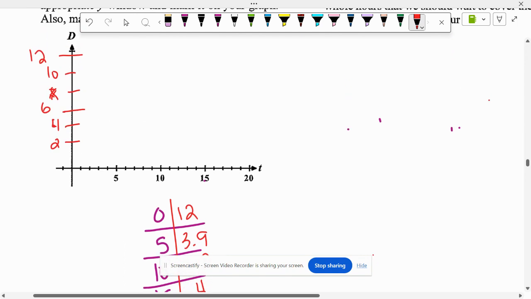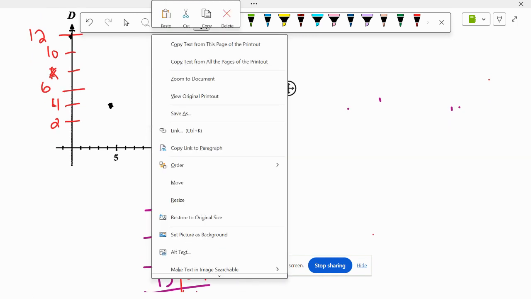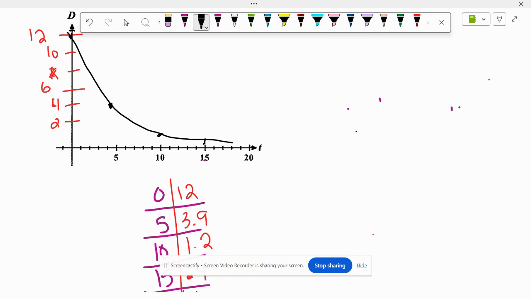So we start at 12. When we go to 5, we're at 3.9, so I'm going to plot it right here at the 4. At 10, we drop all the way down to 1.2, so below the number 2. At 15, I'm at like point something. So this is going to go like this. Something like that, okay? That's what your graph looks like.